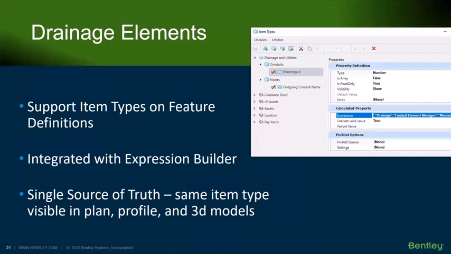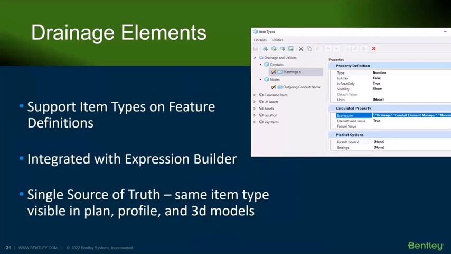We've done a lot of work in this release related to drainage, and I think we've covered some of the details of drainage in some other sessions, and you can see it in the README files. But one of the things that we've done relative to drainage is incorporated it more fully into item types in this release. Two important things were done there. Number one, drainage is now incorporated into that single source of truth that I talked about earlier. That is the synchronization of item types between plan, profile, and 3D models.